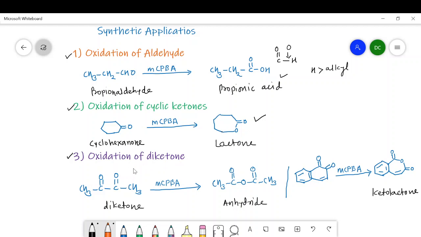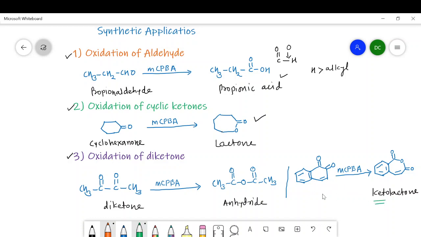Whereas in case of oxidation of diketones, we get anhydride. Here the oxygen is inserted in between two carbonyl carbons, and the diketone is converted into an anhydride. Here there is an example of cyclic diketones, and this cyclic diketone is converted into ketolactones.